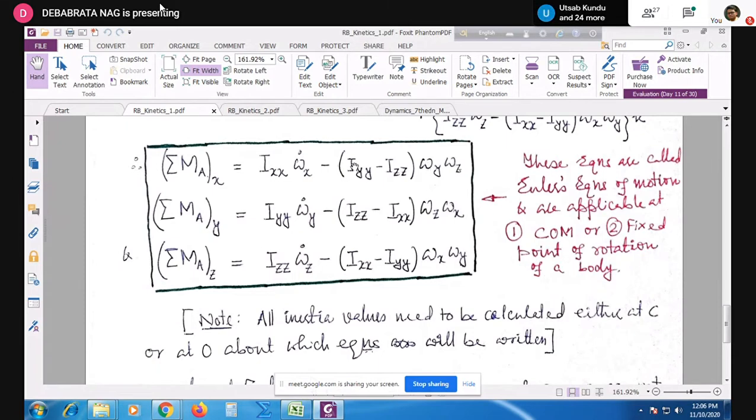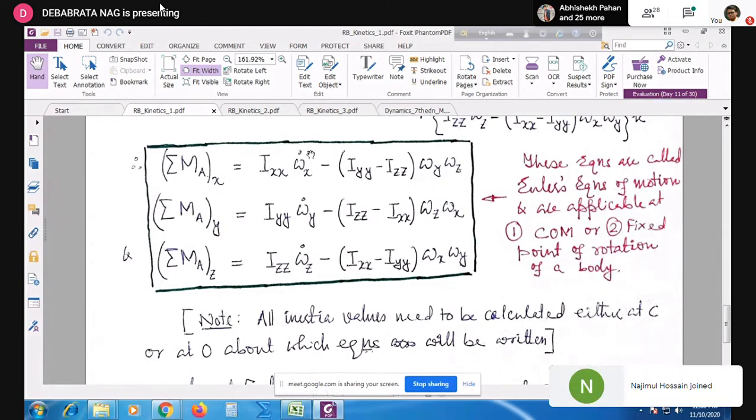Remember, since we consider the xyz body fitted axes to be the principal axes of inertia, we don't have the cross product moments of inertia or the cross terms of the inertia matrix. Those terms, I mean to say Ixy, Iyz, Izx, will be totally absent here.